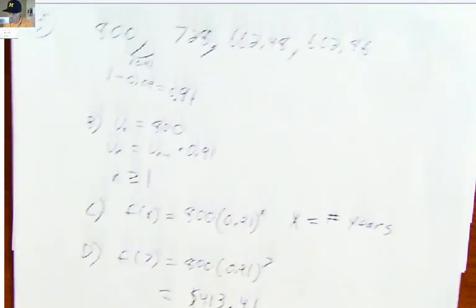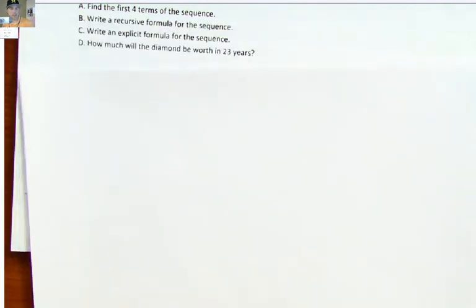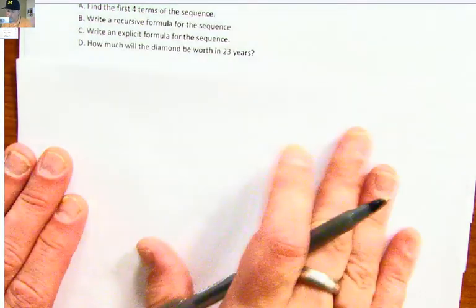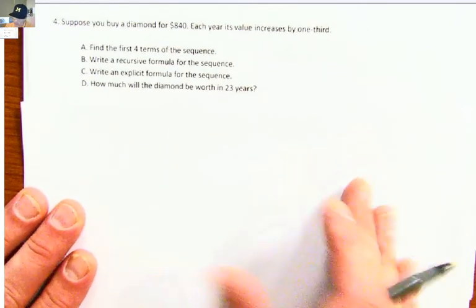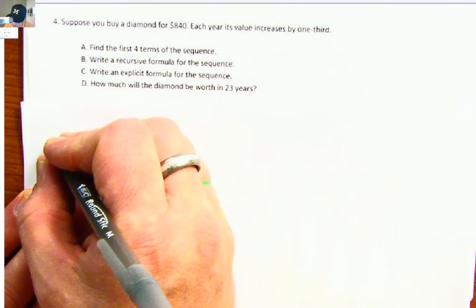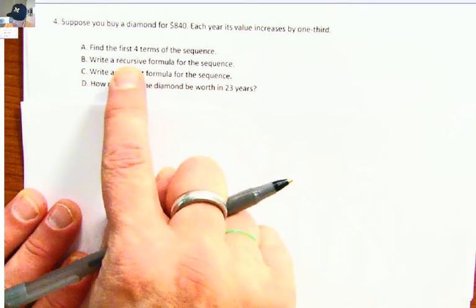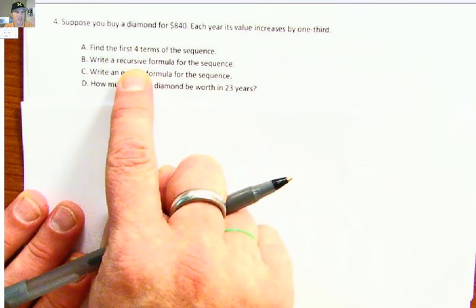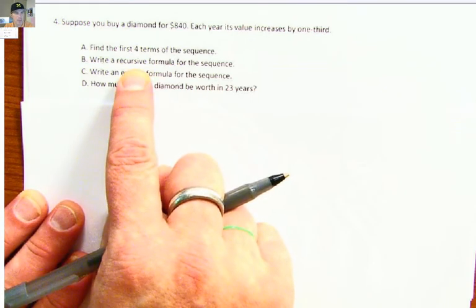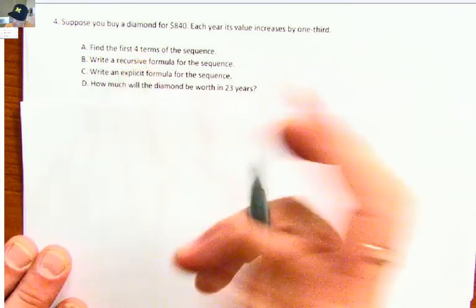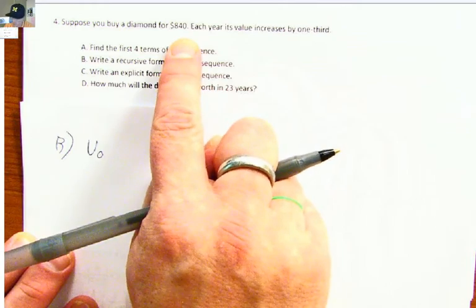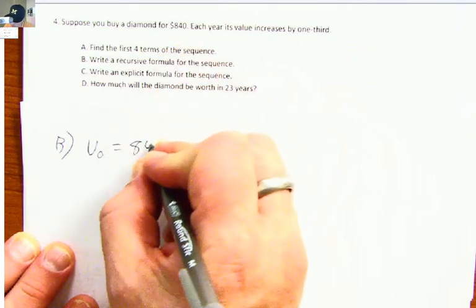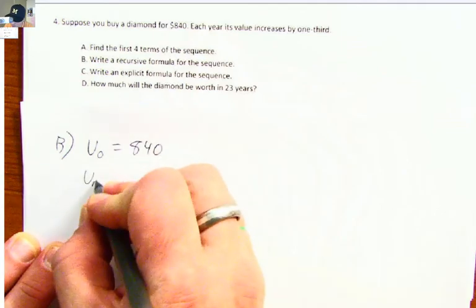Okay, last problem. This problem is about a diamond. Maybe you have a special someone in your life and you'd like to give them a diamond. Nice. And like I said already, if you're feeling confident about this stuff, maybe you don't need to see all of these problems. And in this particular case, I'm going to do part B first, because wouldn't it be easier to come up with the recursive formula and then find the first 4 terms? Just saying. Well, in this case, right now, this diamond is worth $840.